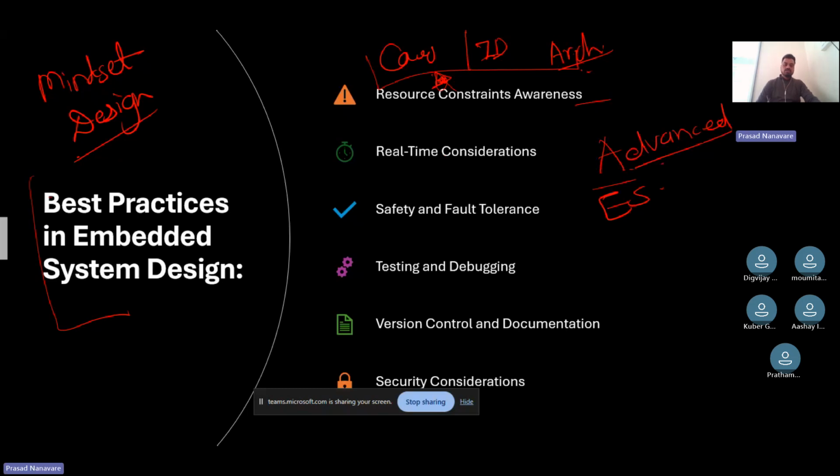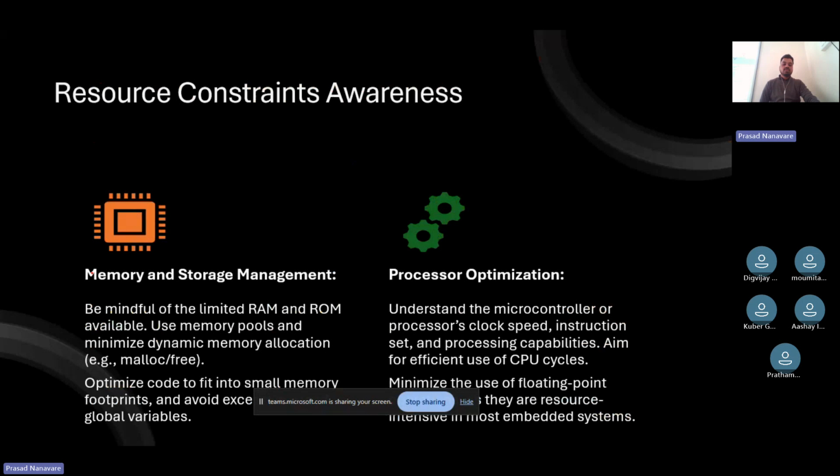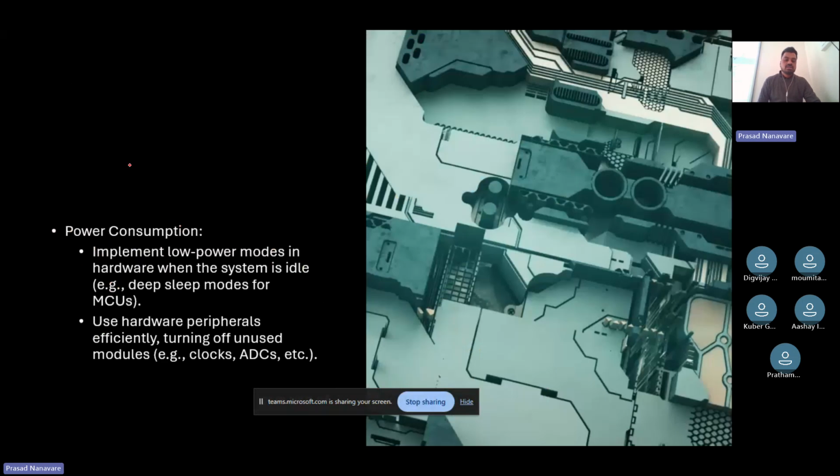So, resource constraint awareness: the best practice of memory and storage management, and processor optimization. I'm not explaining these terms now. Resource constraint means embedded systems are already resource constrained, so management of memory, storage and processor is very important. These are a few of the tips we have written under each category. Power consumption: implement low power modes in hardware when the system is idle. This is very obvious, but it has to be thought of while coding your system.